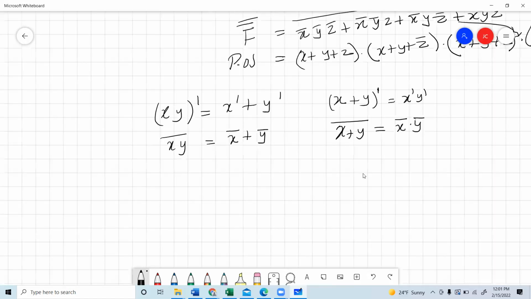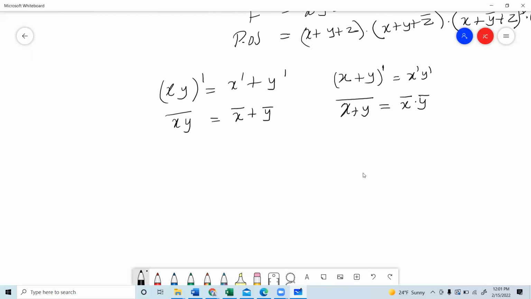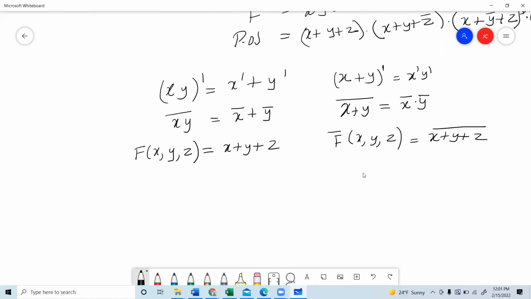Now I just want to prove something. I have a function f which takes 3 inputs, x, y, z, and results in an output of x plus y plus z. The complement form of this will look like f bar of x, y, z, which is the whole thing under a bar. I'm using the bar form, not the prime. So this is the complement.